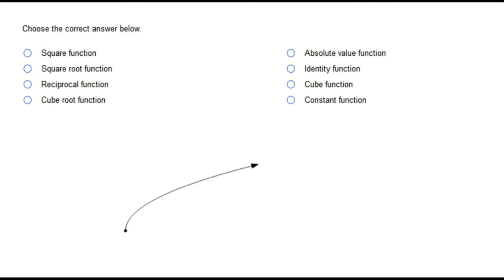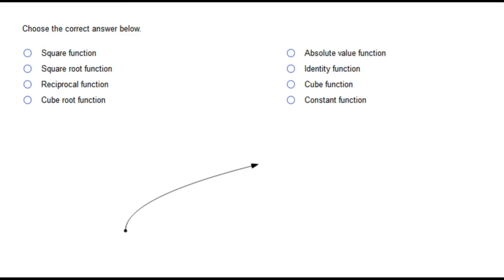On this question, we want to match the graph with the given functions. So our choices are the square function, the square root function, reciprocal function, cube root function, absolute value function, identity function, cube function, or constant function. So I know immediately which function this goes with, but I'm going to go through each one of these functions and give you a sketch of the graph.